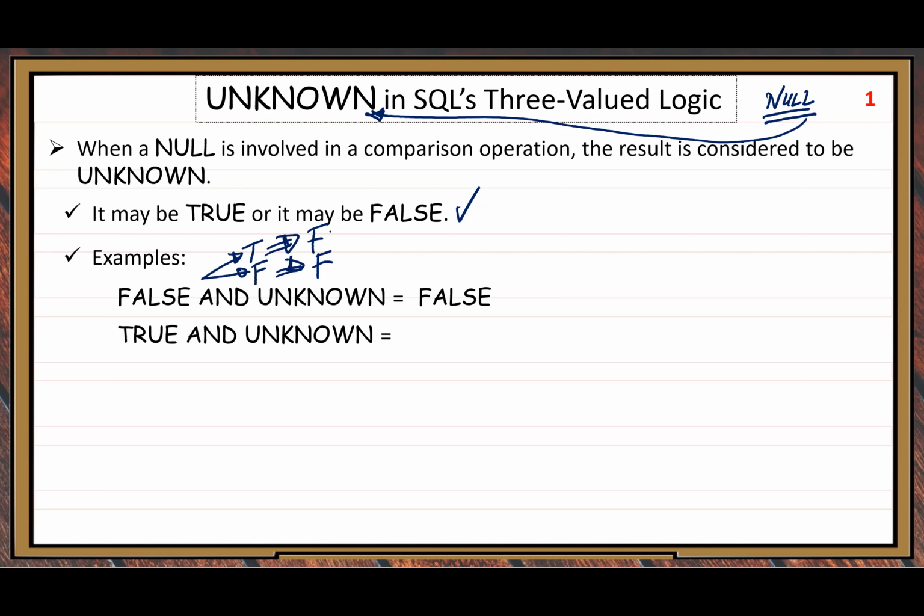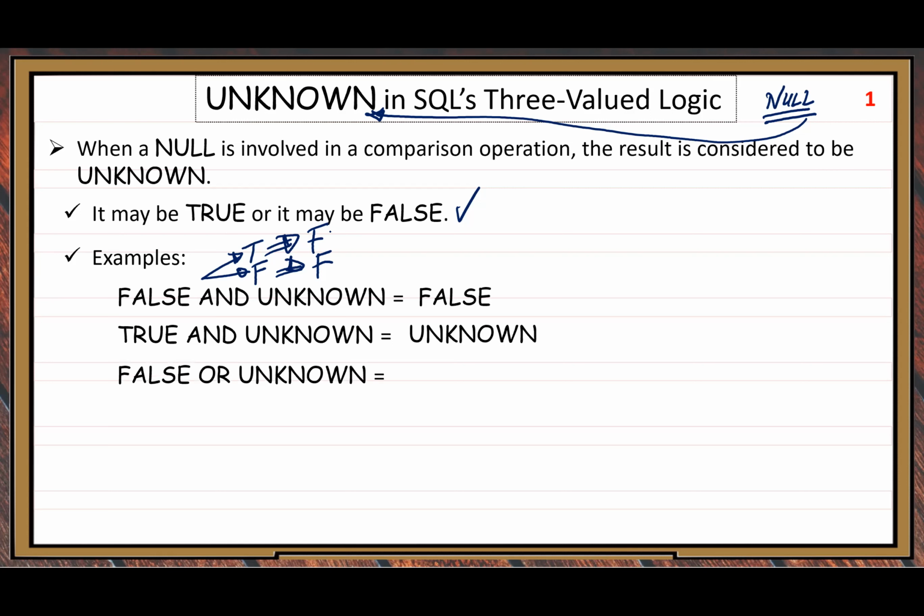You replace unknown by true. True and true is true. You replace unknown by false. True and false is false. Different. First time true, second time false, different. Unknown. That means sometimes true, sometimes false. By our definition, unknown. So that's the usual way we handle the unknown value in our Boolean expression.